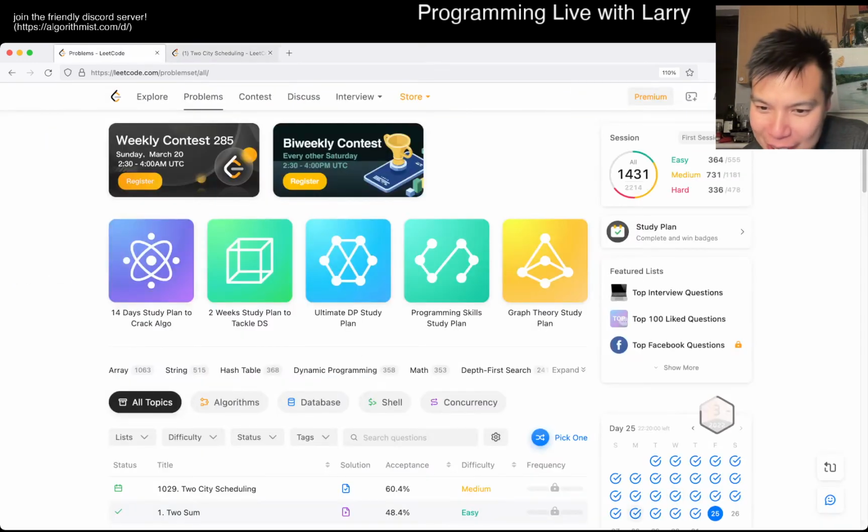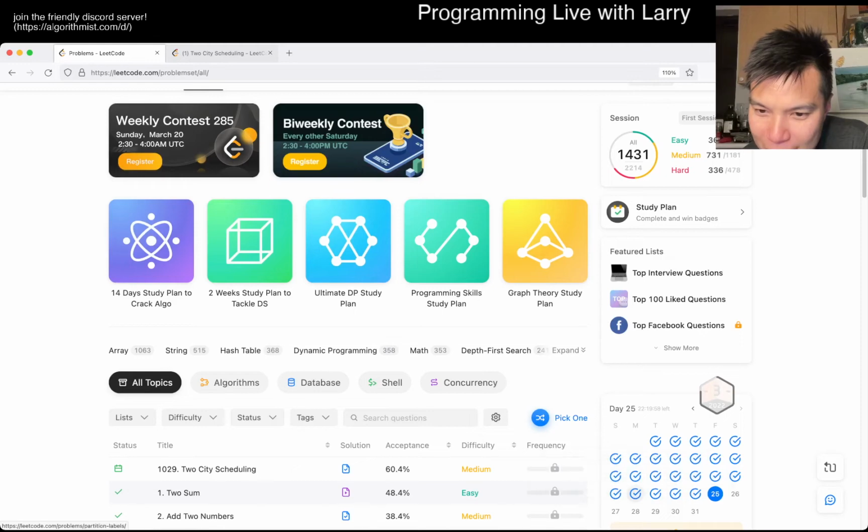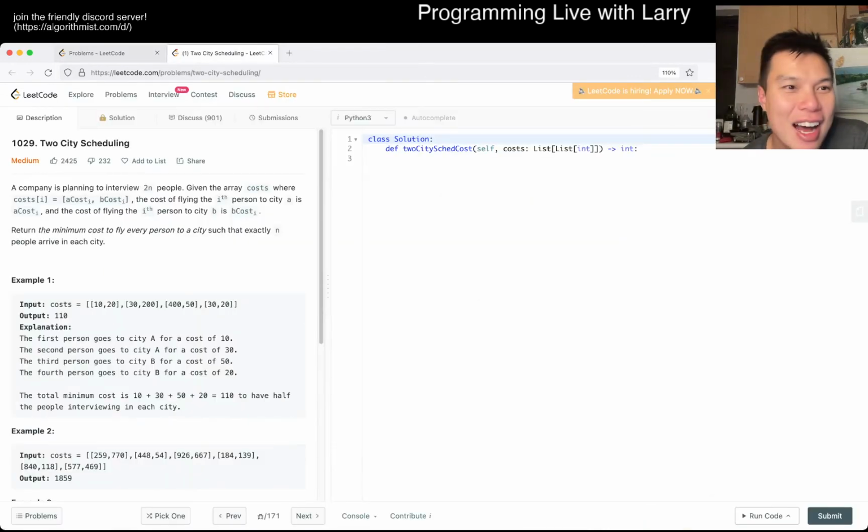I feel like this week has been a lot of ad hoc problems, so hopefully today I get it pretty okay. Two city scheduling. I've been going on a lot of cities, so maybe this will help. We can use our power of technology to figure it out.